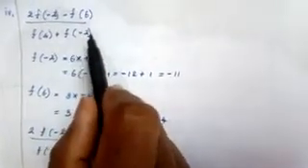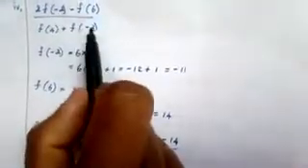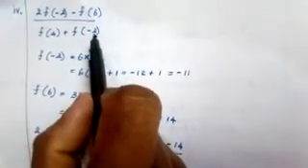Now fourth problem, 2 into f of minus 2 minus f of 6 by f of 4 plus f of minus 2. So we want to find here three values. f of minus 2 appears twice, but one value we have to find. So f of minus 2, f of 6, f of 4.